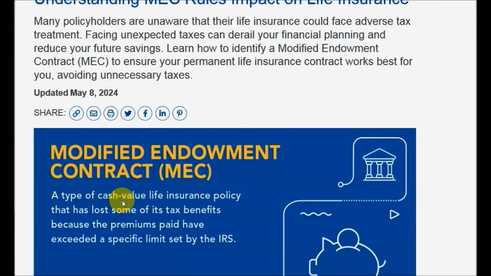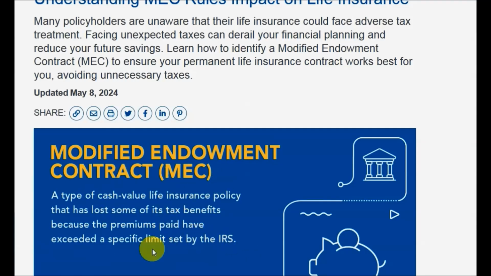Simple. That has lost some of its tax benefits, because the premium, as you know, is the monthly, quarterly, or yearly bills to put into that insurance. It's a type of liquidation ability when it comes to an insurance contract that does not have tax benefit because the amount that you pay to keep it up has exceeded a specific limit set by the IRS. That's the alternative way of reading that.